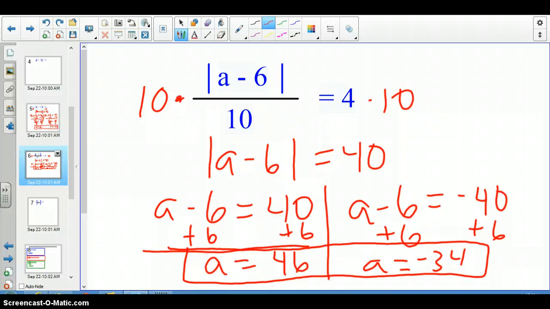We can plug those in and double check it. 46 minus 6 is 40. The absolute value of 40 is 40, divided by 10 equals 4. Negative 34 minus 6 is negative 40. The absolute value of that is positive 40, divided by 10 equals 4.